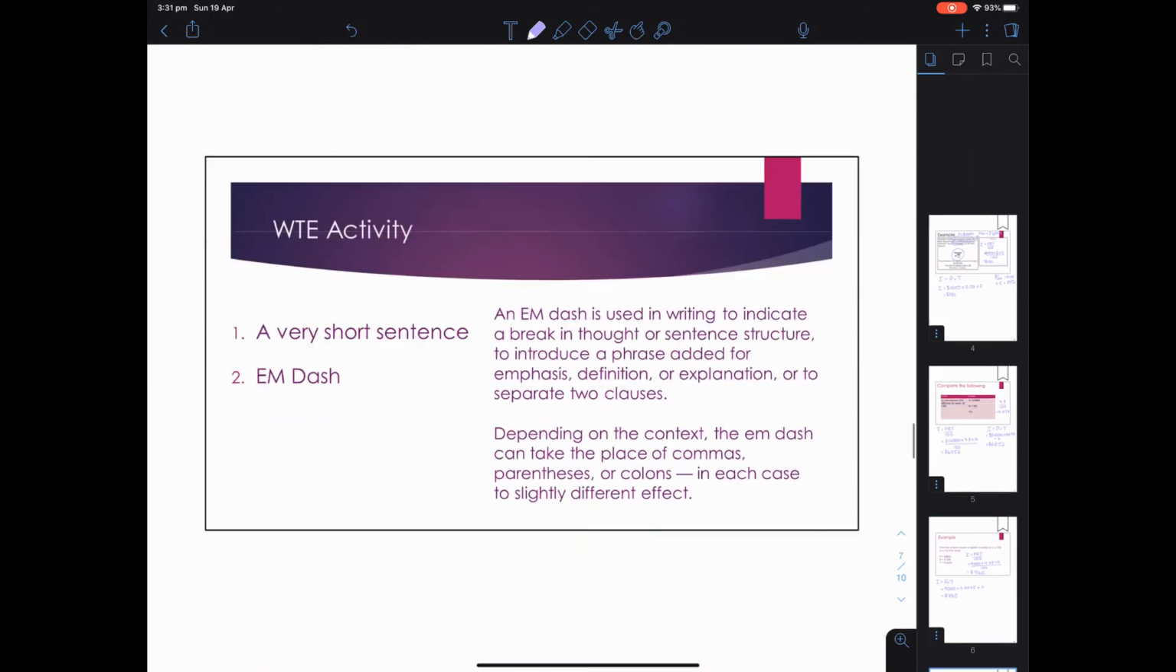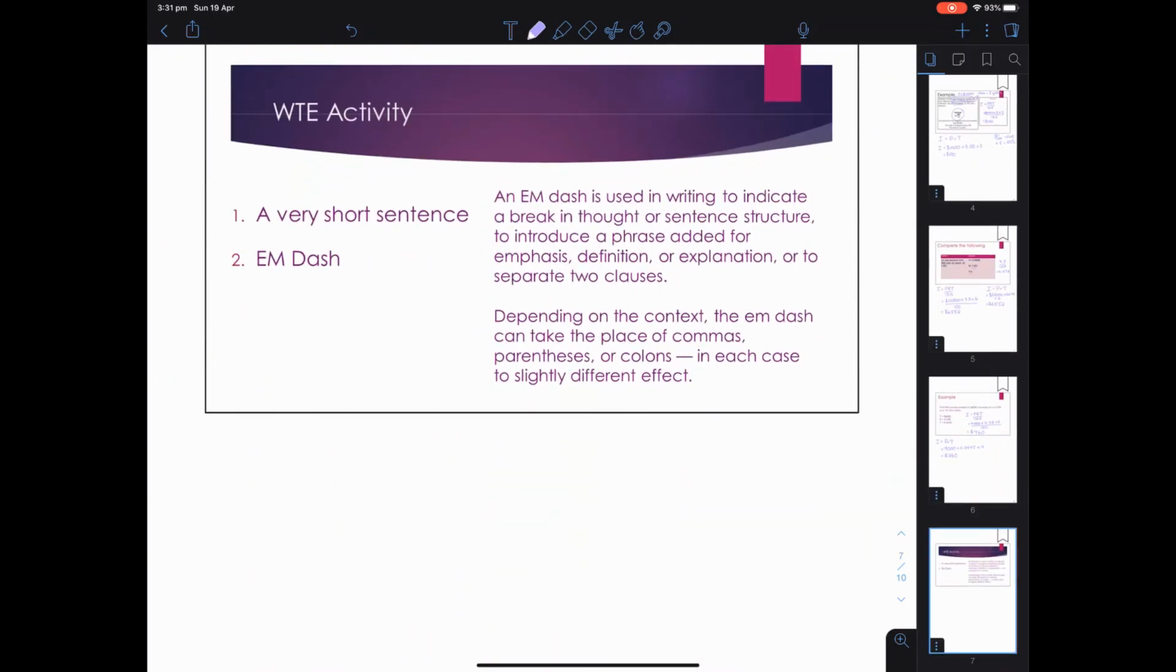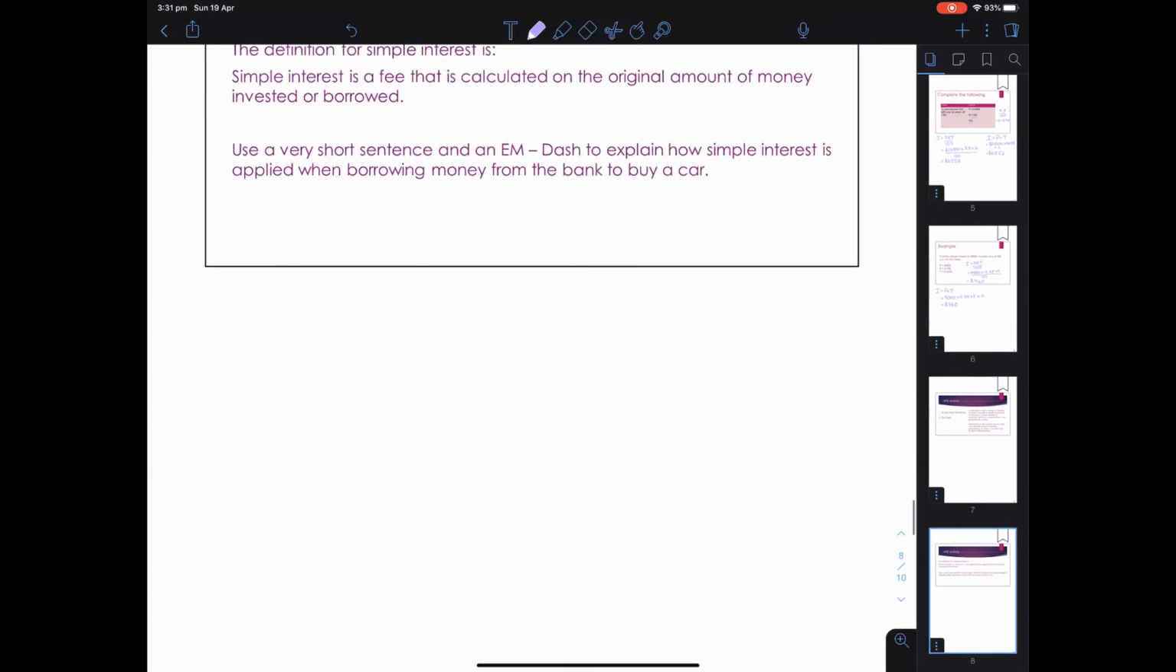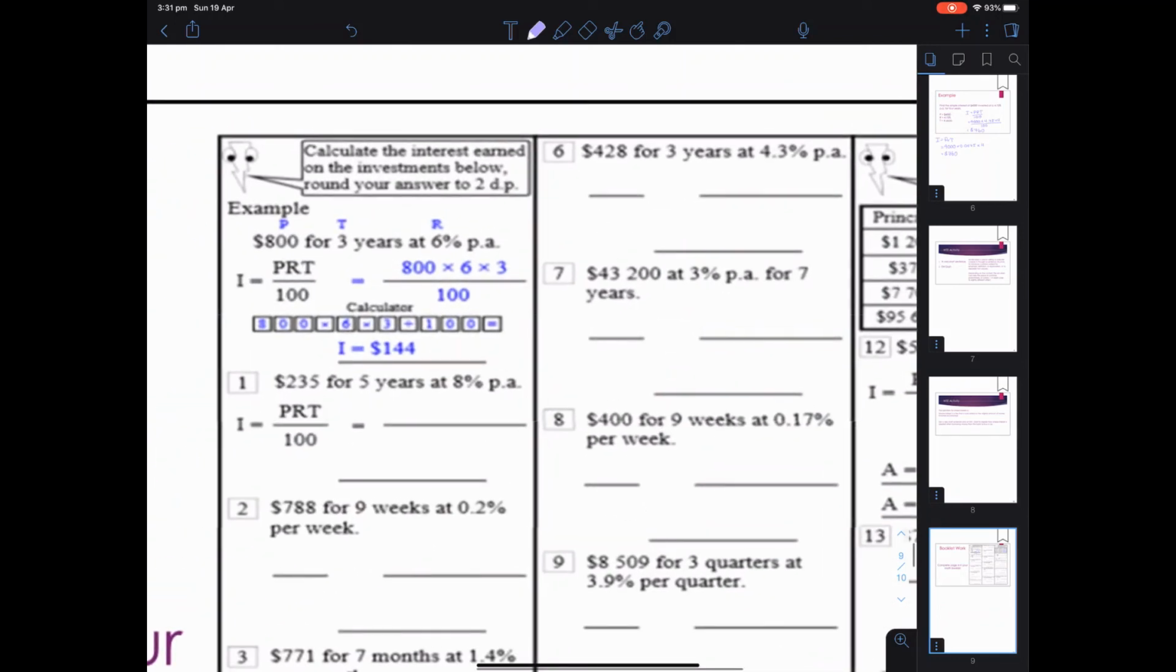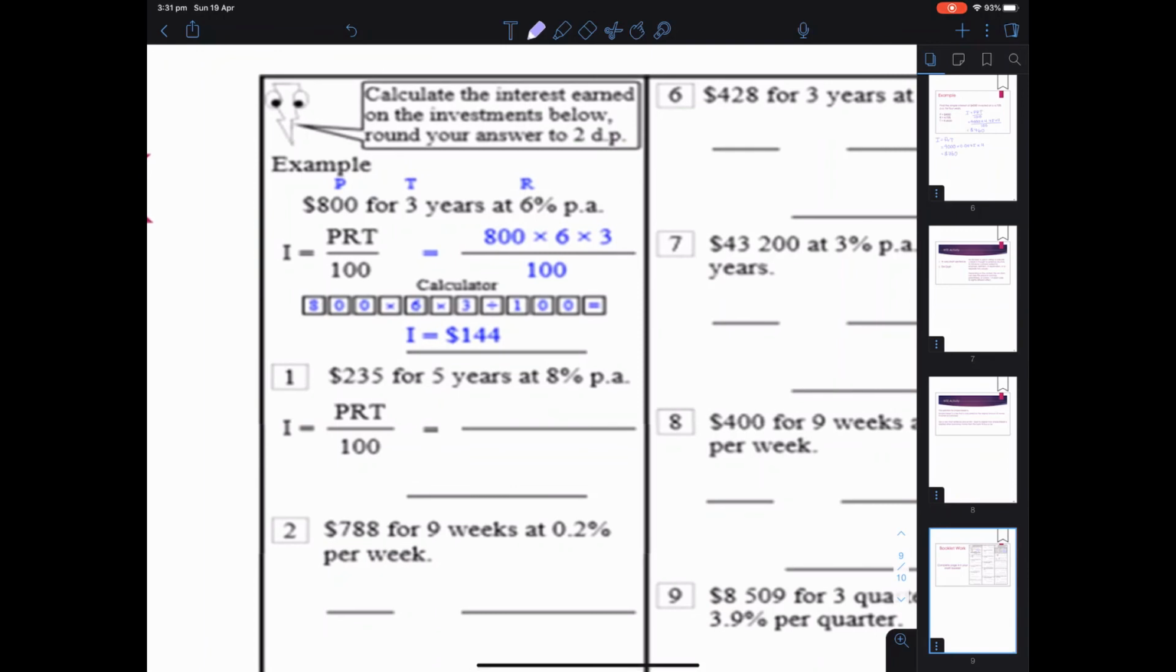Okay, so next we have a write that essay activity. I'm going to leave that to you to have a go at. I'm not going to go through that here. You're basically just writing a paragraph. All right, so once you've done that, we're going to work through our booklet. So you'll find that on your eLearn page as well. So we're going to work through page 4 in our booklet. So these are the kinds of questions that you'll find on this page to make sure you're on the right page. So it's looking at our simple interest, and we're going through and we're practicing.